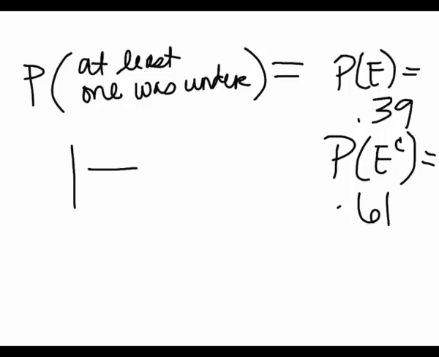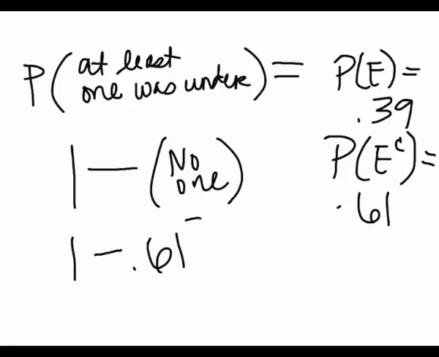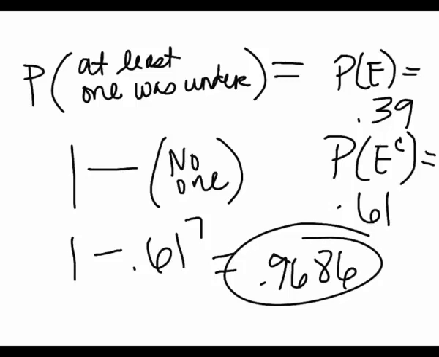So if I want the probability of at least one person under the influence, I would do 1 minus the probability of no one being under the influence, none of my 7. So I would have 1 minus 0.61 to the 7th power, because I'm going to say none of my people are going to be under the influence. And if you do that, 1 minus 0.61 to the 7th power, I get 0.9686. And that's it. That's your answer. That is the probability that at least one person will be under the influence out of the 7 that I've chosen. Okay, so hopefully that makes sense.